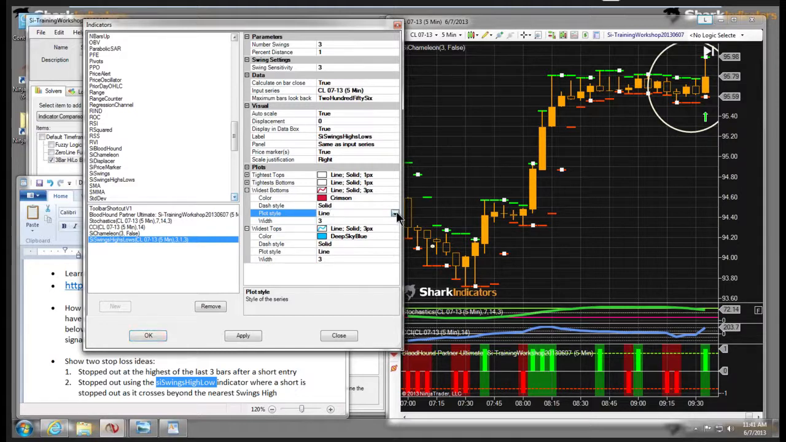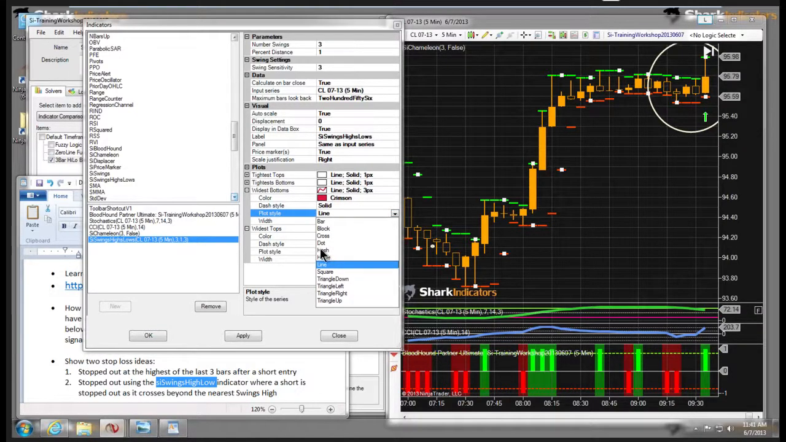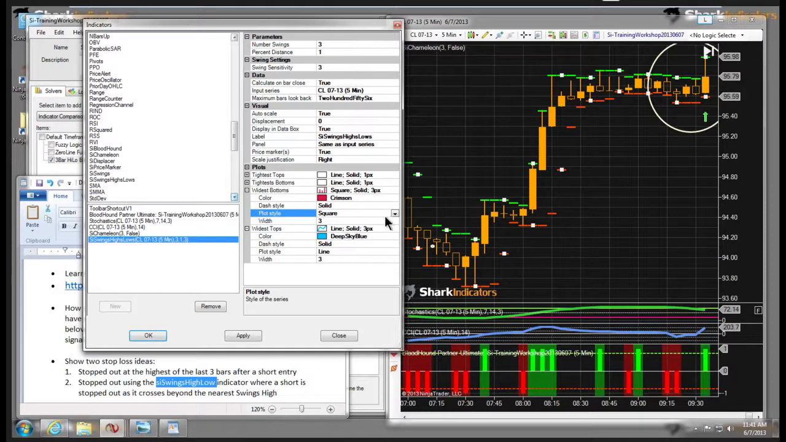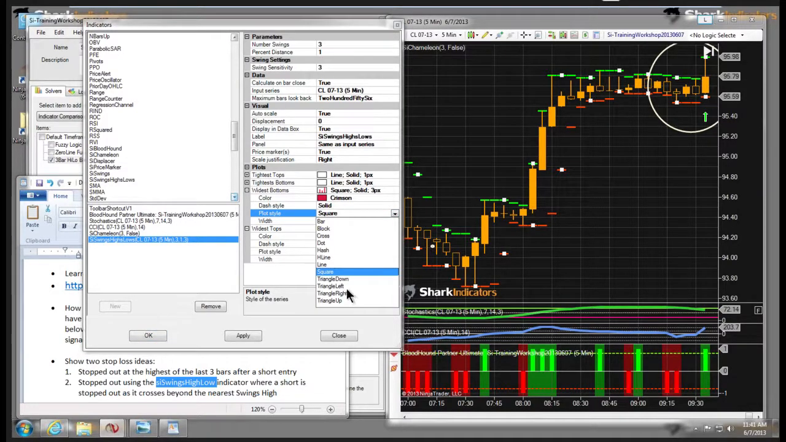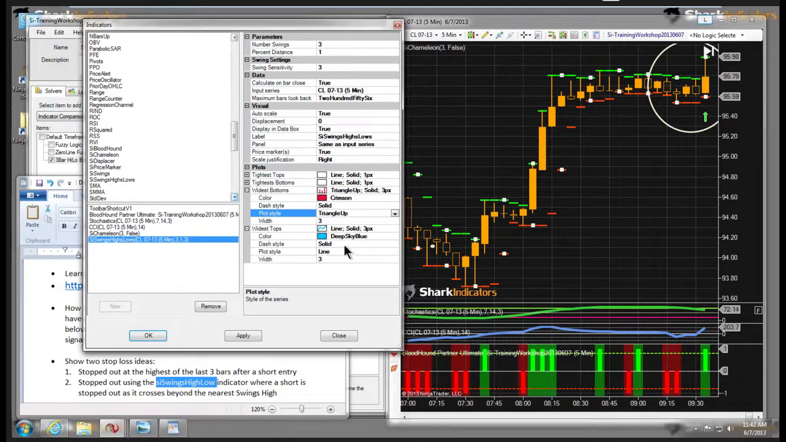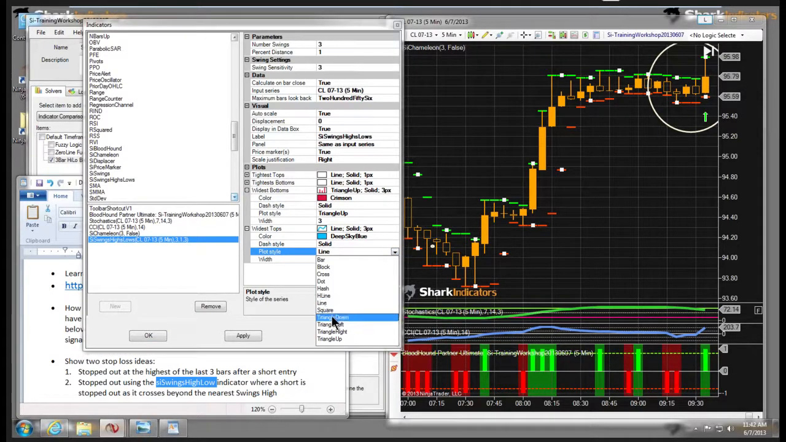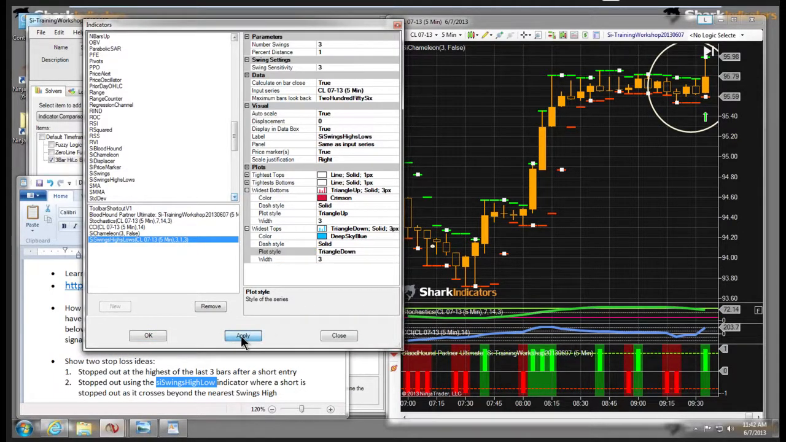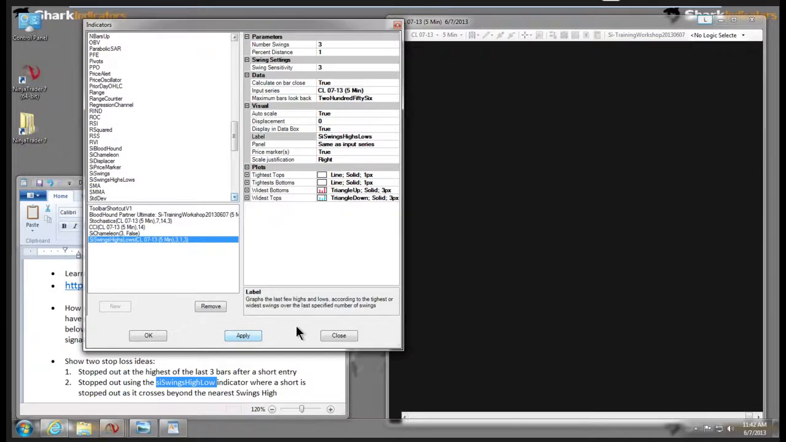Alright, make them a little thicker and change the plot style. Well, I'm already using hash. I like to use hash, but I'm already using that, so I will go to square. Yeah, there we go. I'll make this really obvious. Let's use an up triangle for the bottoms. Yeah, and I'll use a down triangle for the tops.